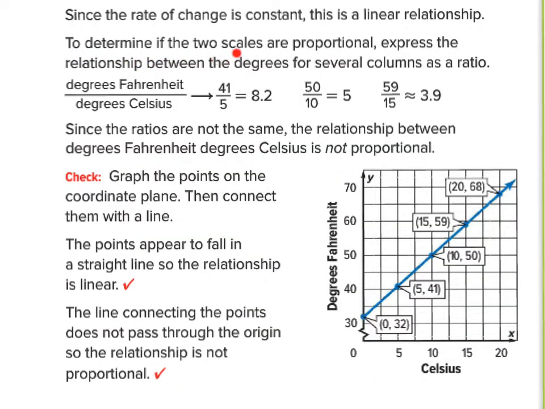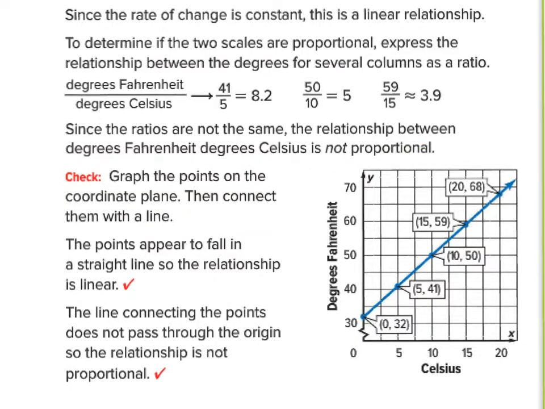To determine if the two scales are proportional, express the relationship between the degrees for several columns as a ratio. So let's see what we mean by that. We have degrees in Fahrenheit, degrees in Celsius. And we have 41 over 5 equals 8.2. 50 over 10 would be 5. And 59 over 15 would be about 3.9. Since the ratios are not the same, the relationship between degrees Fahrenheit and degrees Celsius is not proportional.